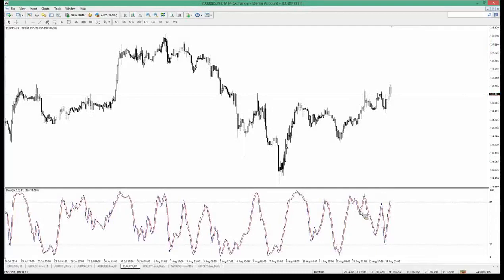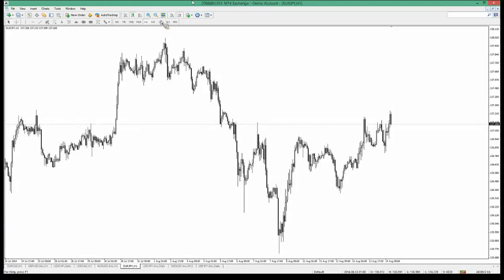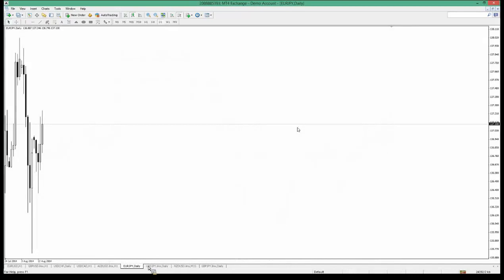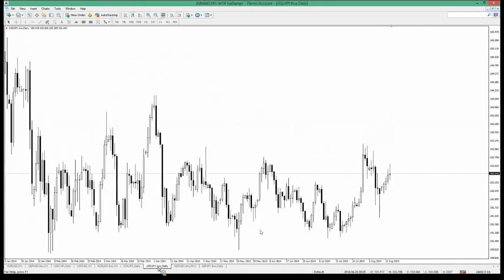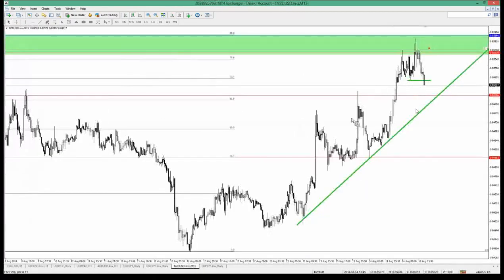So you guys happy? Sorry, we're going off topic a little bit. You guys happy with the divergence, the reverse divergence? Because I will be mentioning it more in the testing phase when we start looking at the different setups.